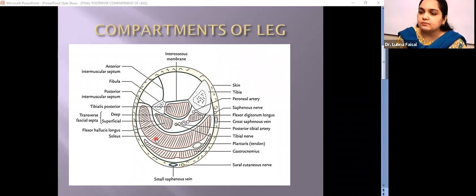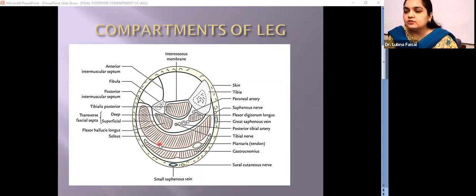Transverse intermuscular septa or transverse fascial septa is responsible to divide the different groups of muscles present in the posterior compartment into the deep and the superficial group. You can easily identify the deep group muscles and the superficial. This is the superficial group. We can say there are two subcompartments in the posterior compartment, the superficial and the deep.